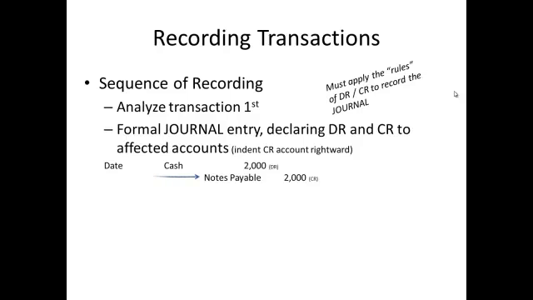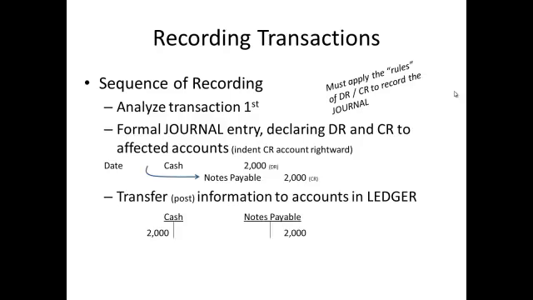Note that we've indented the credit account notes payable. All credit entries in the journal are indented rightward, just as the credit entry is pushed to the right. Good form, necessary form. So once it's in the journal, we simply transfer information into the ledger. We transfer a debit entry, left-hand side of the cash account, and we transfer the credit entry to notes payable, right-hand side of the notes payable account.